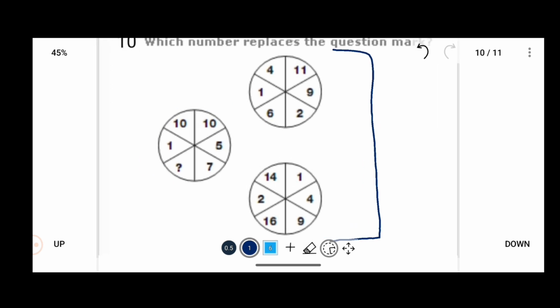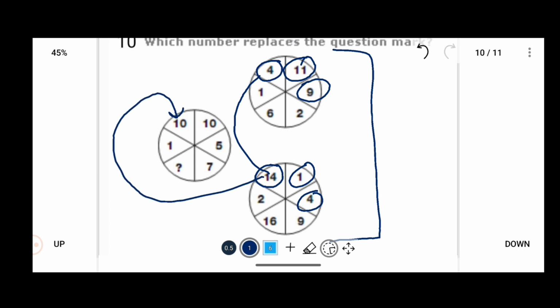Let's take the segments. Here I have 14, so if I have to see the corresponding segment in the first circle, it will be 4. For 1 the corresponding segment will be 11, for 4 the corresponding segment will be 9. And now the simple logic is you have to find the difference between these two corresponding segments, and that difference is given here in the third circle.